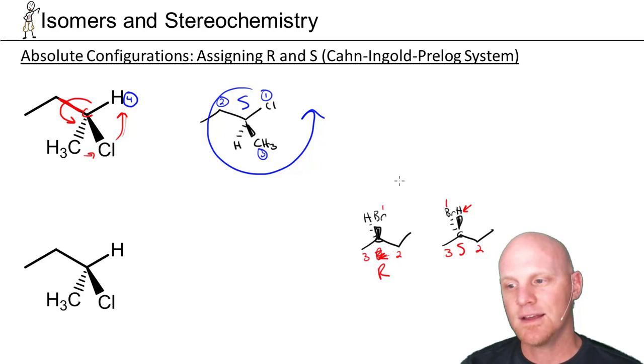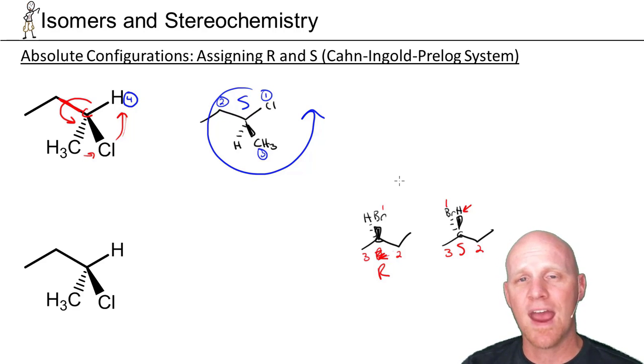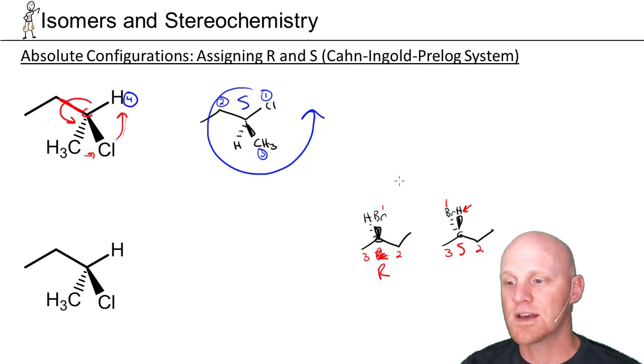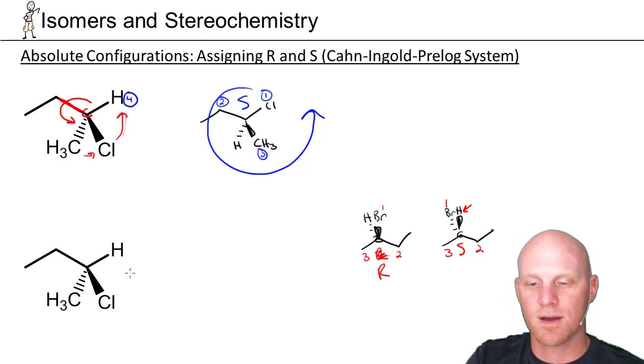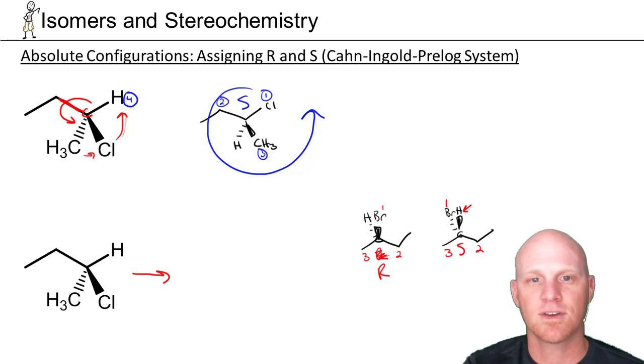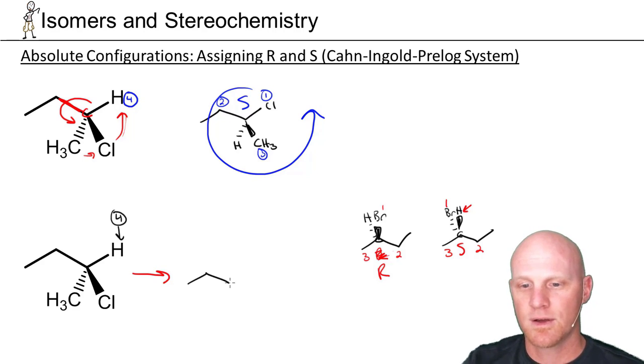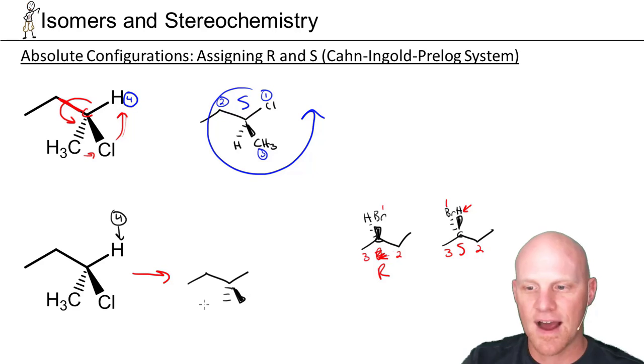Now it's not just the wedge and the dash that you can trade. You can have any two groups trade places and it would turn R into S and S into R. And that's going to be the second way I recommend going about assigning priorities when your lowest priority group, the number 4 priority group, is in the plane. So what we're going to do here, I'm still going to leave all the wedged bonds and dash bonds and plane bonds in the same place. And what I'm going to do is just have the hydrogen and the methyl trade places. But I'm going to leave the chlorine and the ethyl exactly where they were.